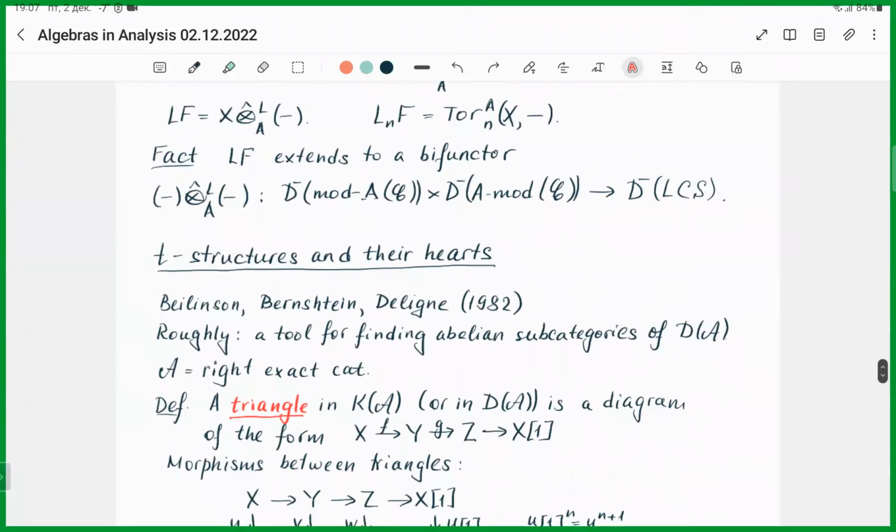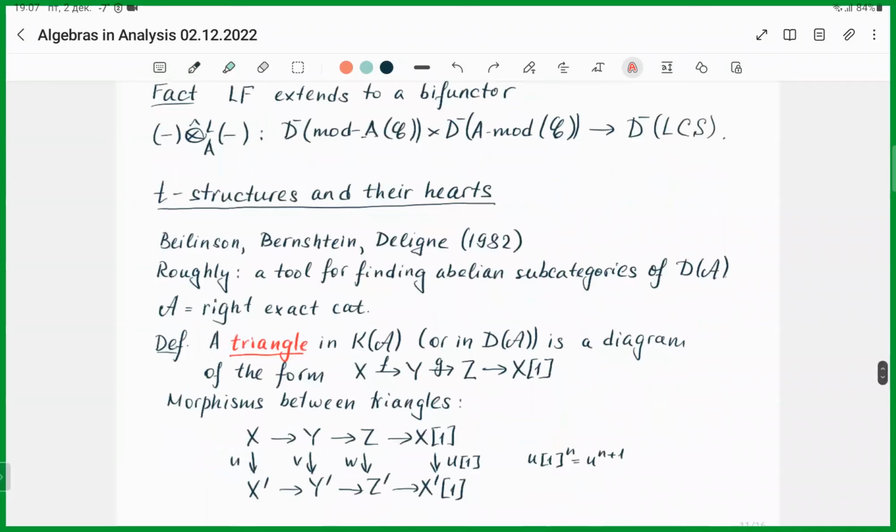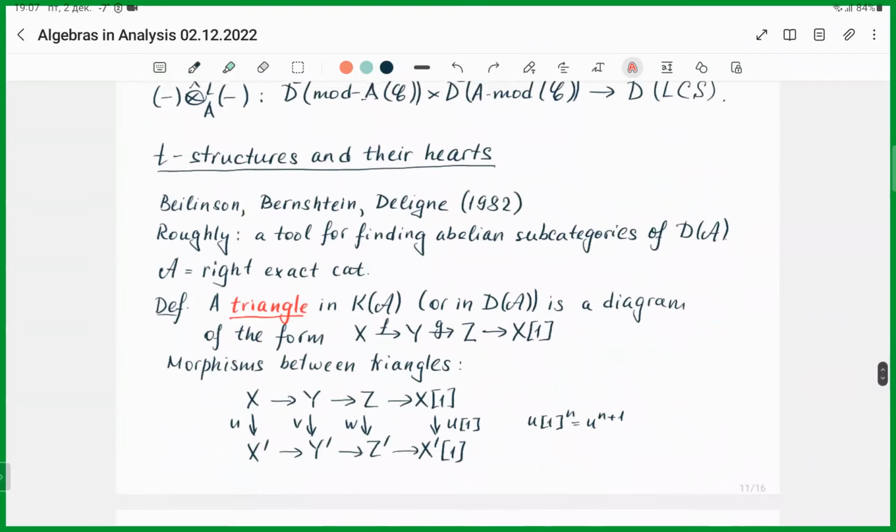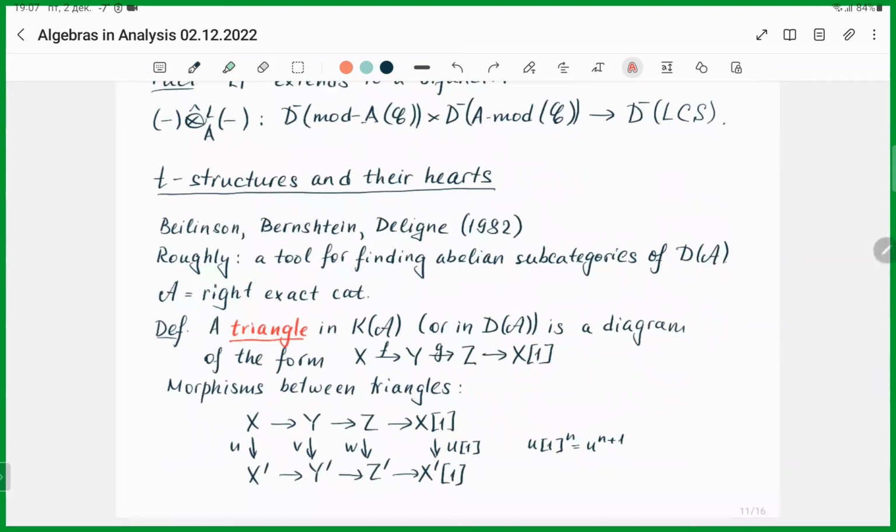Before we define t-structures, let me explain what a distinguished triangle is. We start with the right exact category A, and we define a triangle in the homotopic category or in the derived category of A to be any diagram of the following form. Here f and g are arbitrary morphisms. f acts from X to Y and g acts from Y to Z. And the final arrow acts from Z to the shifted X. Morphisms between triangles are defined in an obvious way: a morphism from the first triangle to the second one is just a triple of morphisms u, v, and w, making this diagram commute.